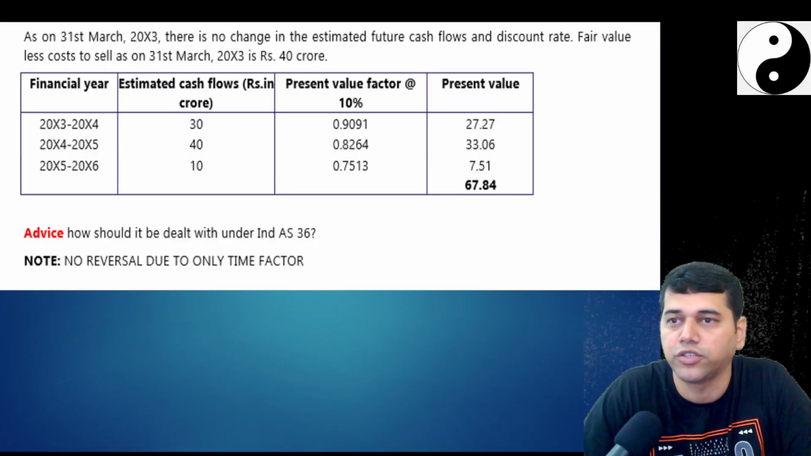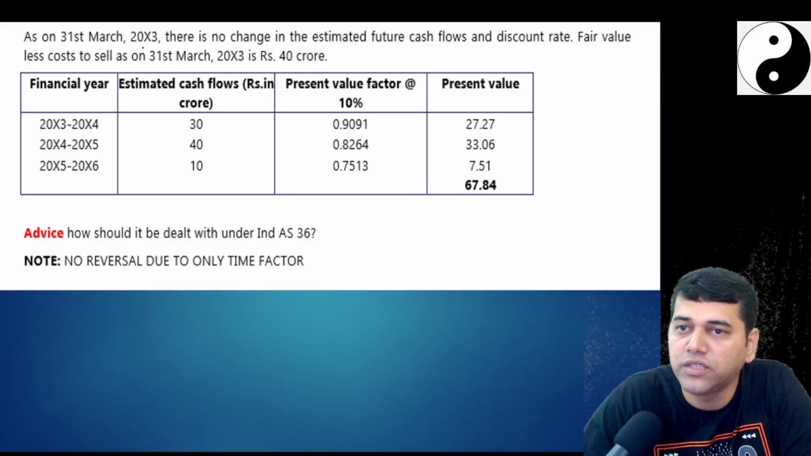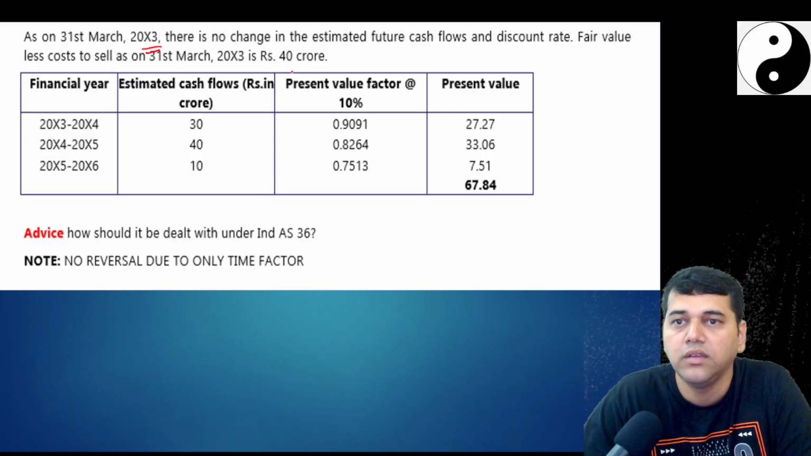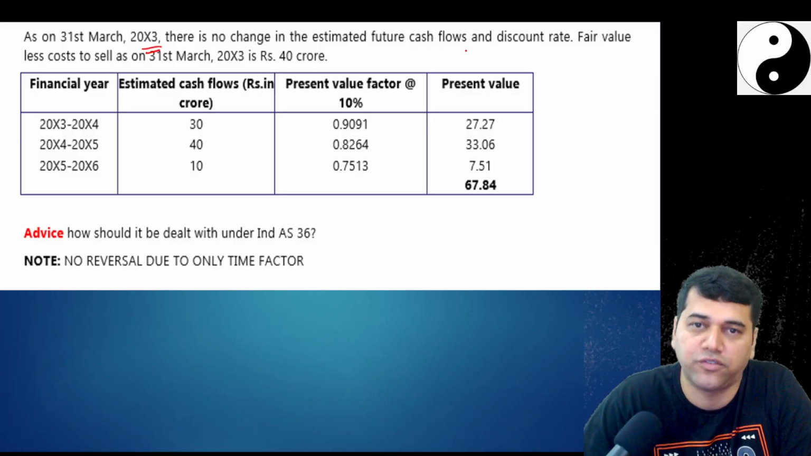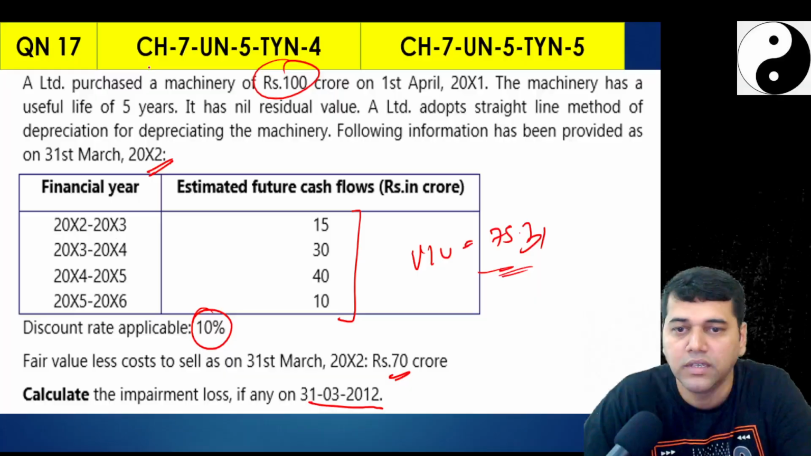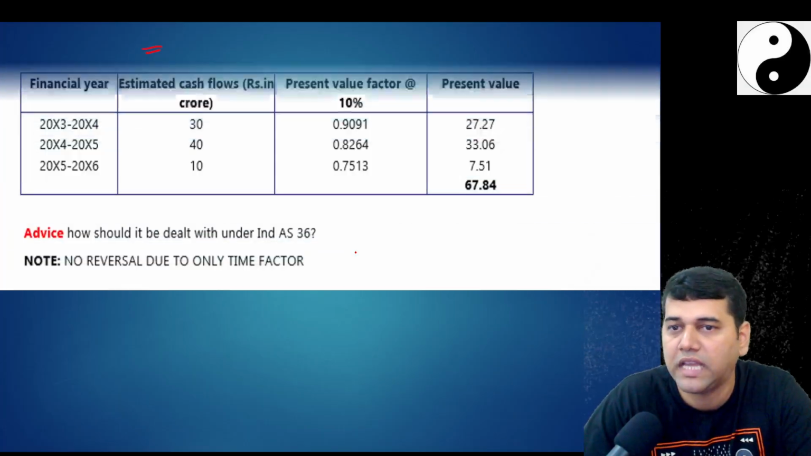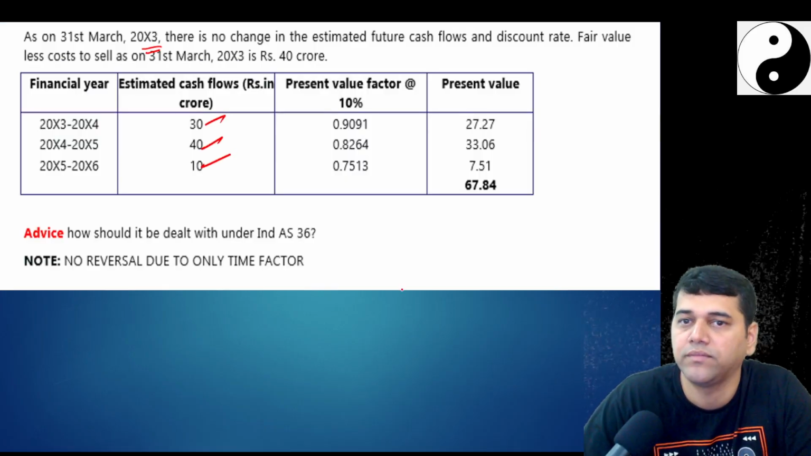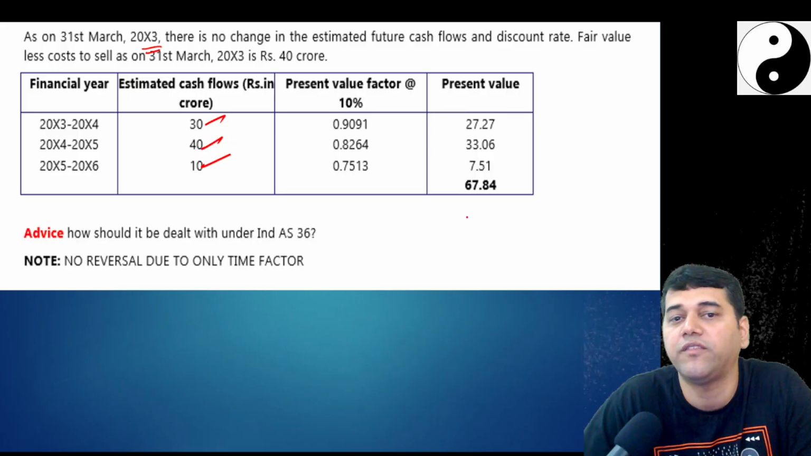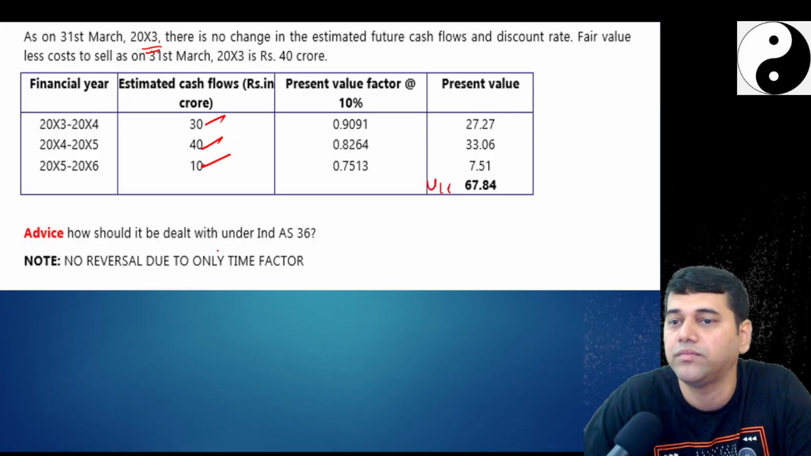Okay, there is a continuation, no? As on 31st March 2013, there is no change in the estimated future cash flows. If you see here, the cash flow remained 30, 40, 10. They only gave you the present value factor and value in use they have given you.